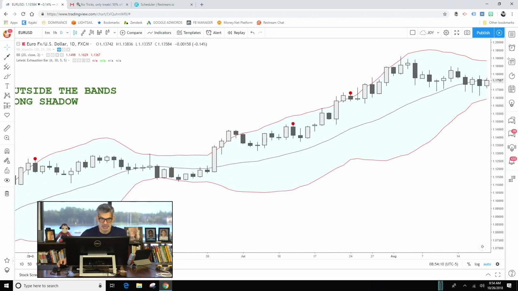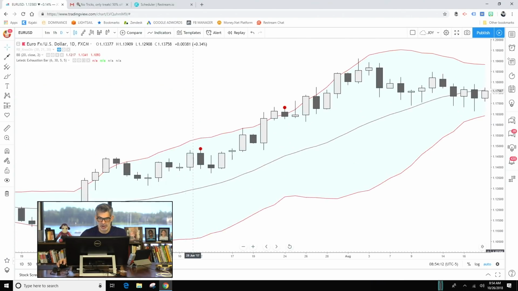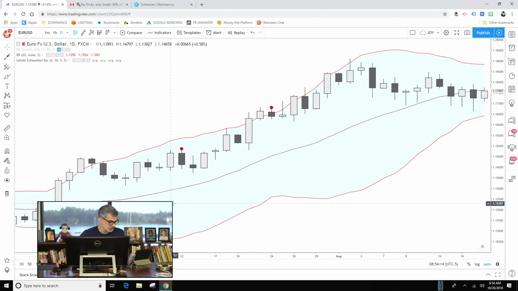So what I want to do is make these bars, candles, even larger so they're really easy to see here on the video. And I want to talk to you about it. So this one would not qualify, although it's defined as an exhaustion bar. It doesn't qualify because it's not outside the bands, and the shadow isn't very large. This one is partially outside the bands, but the shadow isn't very large, so I'm going to ignore that as well.